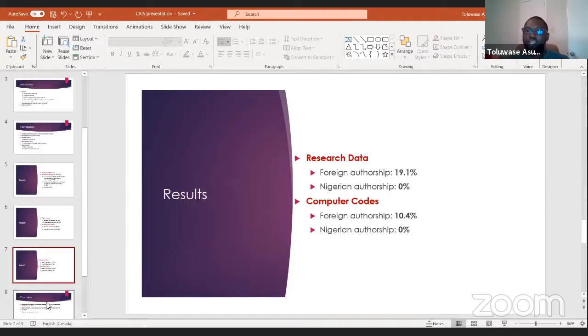Now, for research data, slightly below 20% of the foreign authorship papers deposited their research data on repositories like GitHub, but none of the papers written by Nigerian authors alone deposited their research data. Same goes for the computer codes. About 10% of foreign authorship papers deposited their computer codes, while none of the Nigerian authorship papers did.